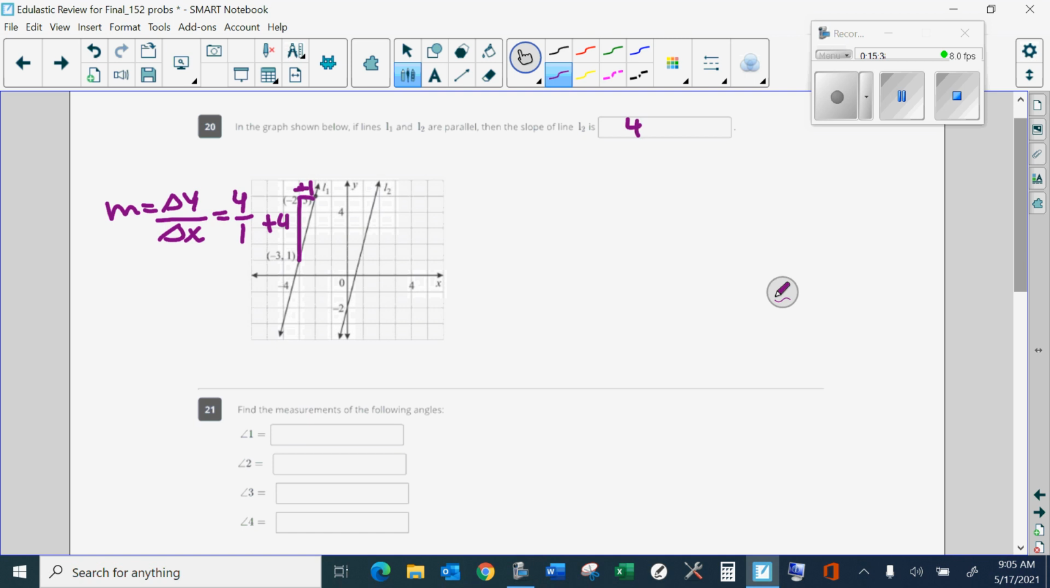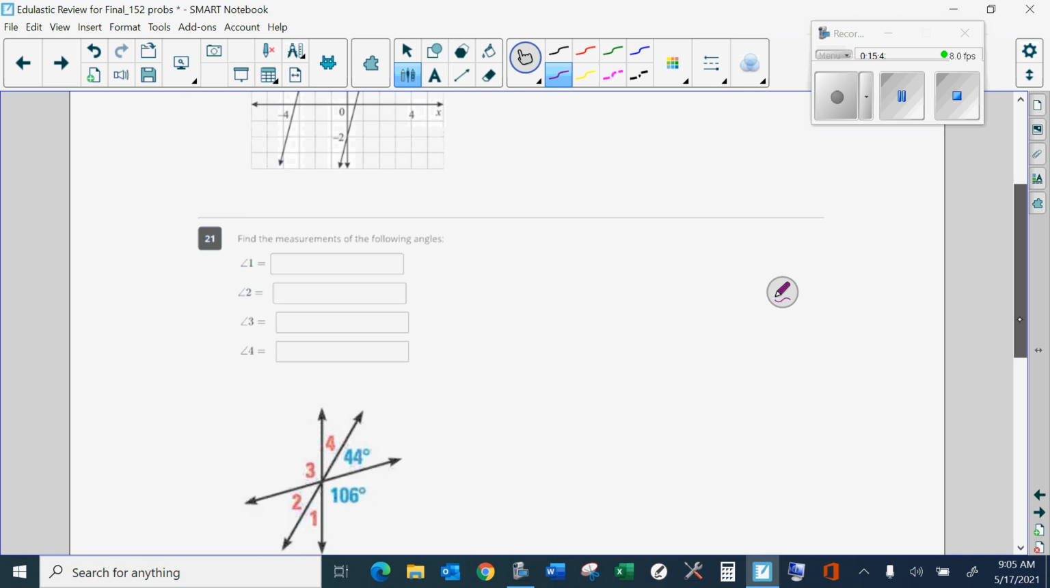You leave it as 4. You simplify that fraction. You don't write 4 over 1. You write 4. They might mark you wrong.